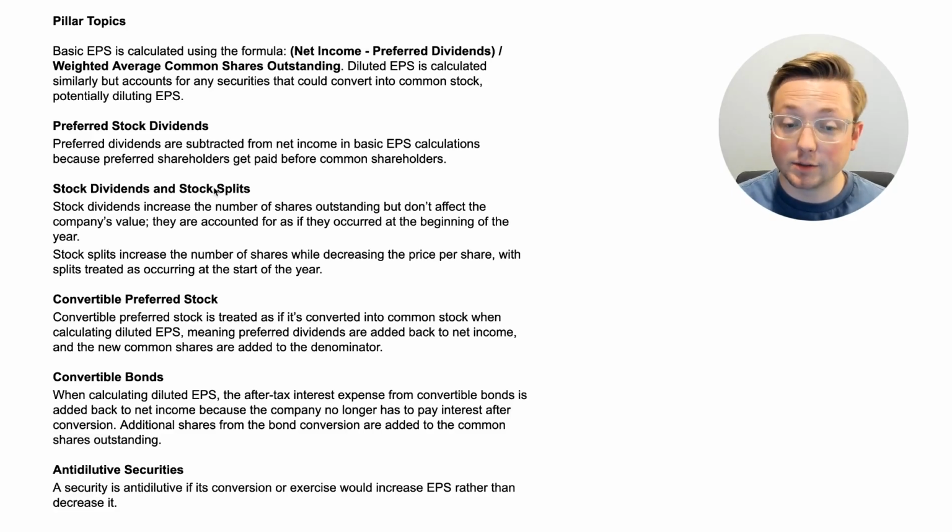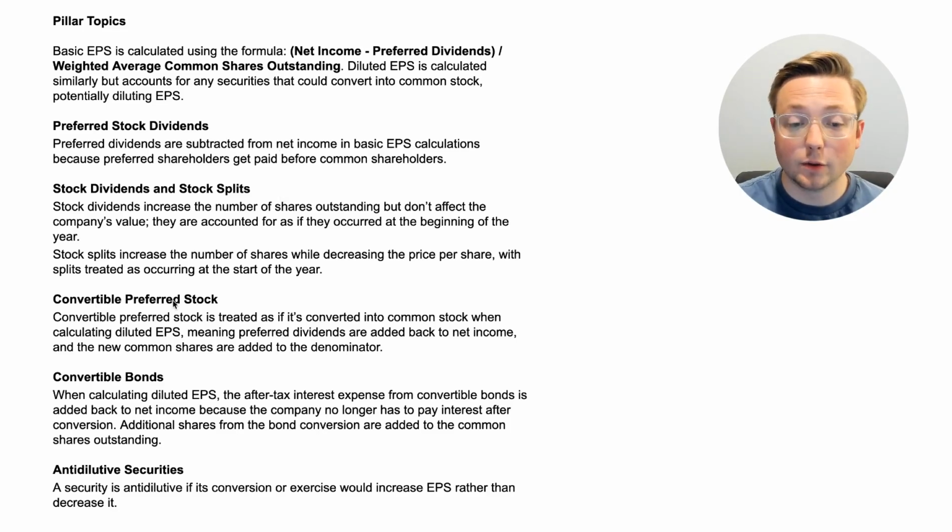Stock dividends and stock splits. Stock dividends increase the number of shares outstanding but don't affect the company's value. They are accounted for as if they occurred at the beginning of the year. And then for stock splits, these increase the number of shares while decreasing the price per share, with splits treated as occurring at the start of the year. So both of these are treated as if they retroactively started at the beginning of the year, specifically when you're trying to calculate earnings per share and you're trying to figure out the weighted average common shares outstanding.